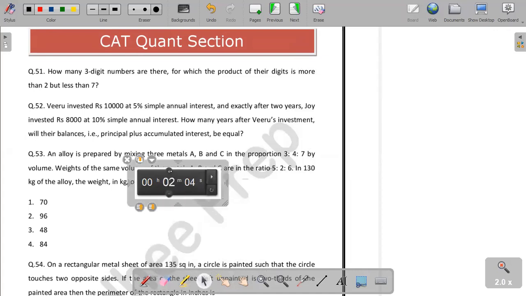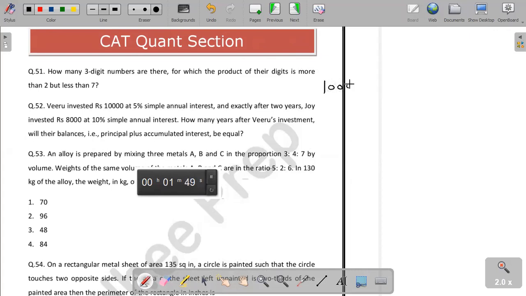So the timer is 2 minutes away. So let's go: 1, 2, 3, start. Viru invested 1 lakh at 5%, and exactly after 2 years, Joy invested 8,000 at 10%. How many years after Viru's investment will their balance plus accumulated interest be equal? So let's take it would be n years.